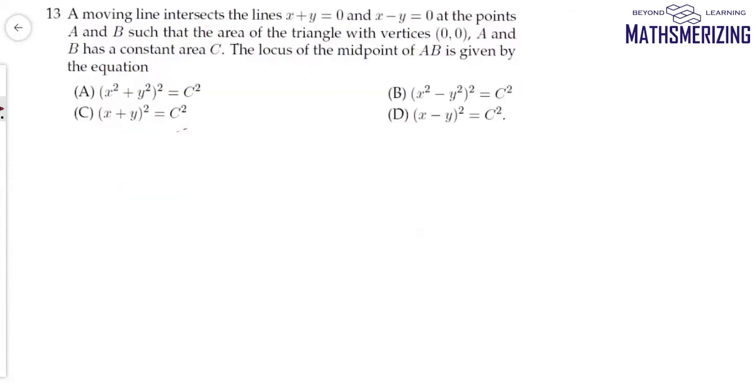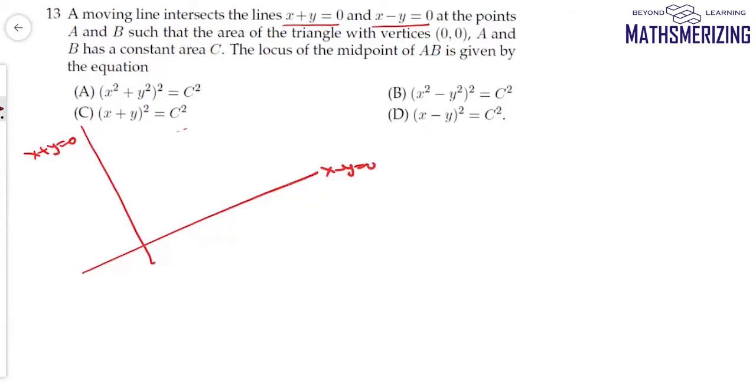Now question number 13 says, a moving line intersects the line x plus y equals 0 and the other line x minus y equals 0 at the points A and B. So we have two perpendicular lines. One of the lines is x plus y equals 0 and the other line is x minus y equals 0, and then we have this moving line L equals 0 which intersects these two lines at points A and B.